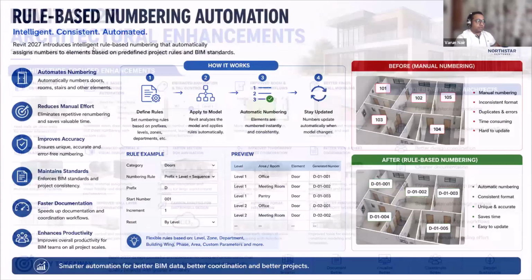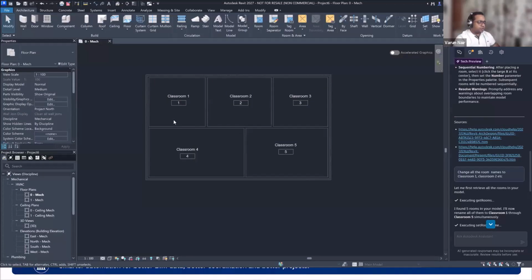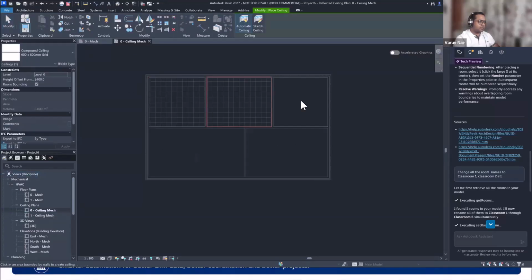So let's see how we can do that. That is the rule-based numbering automation. This is something that has been introduced in the Revit 2027 version. Let's see how it can be done. For that, let me also introduce the mechanical equipment. First of all, let me go to the ceiling plan so that I can add certain mechanical equipment. I will add certain ceiling equipment over here.